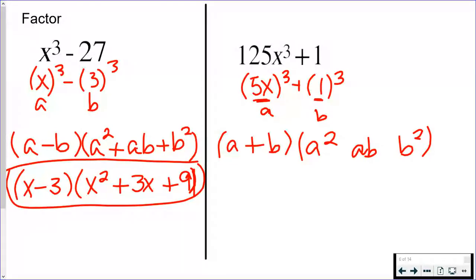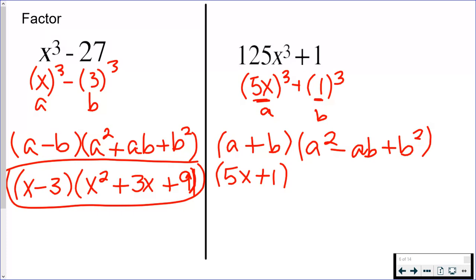So it would be a plus b. Opposite of plus would be minus. So that's the next sign that I fill in. Always positive, we put a plus b squared. Now I'm going to fill in my a's and my b's. a plus b would be 5x plus 1.